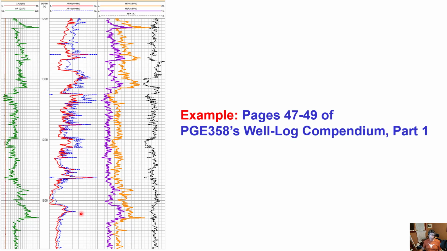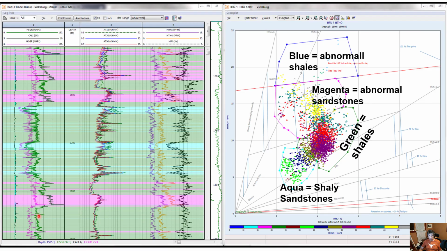And this is the example on pages 47 to 49 of PGE358's well-log compendium, the one that goes through the Vicksburg Formation. It is the one that I showed where certain sections of this example had abnormally high values of gamma ray, and they were due to their abnormally high thorium concentration having to do with potential volcanic events. Now let's do the cross plot.